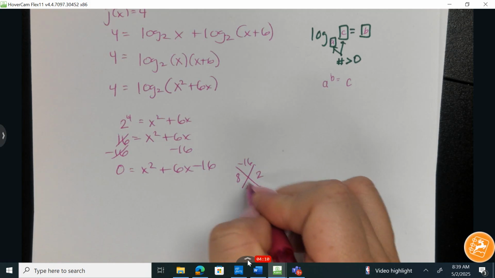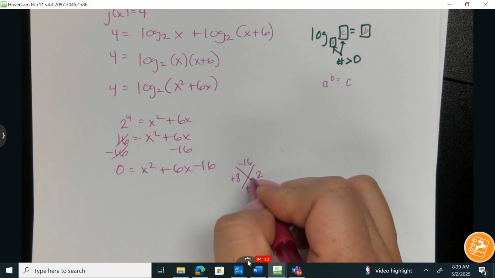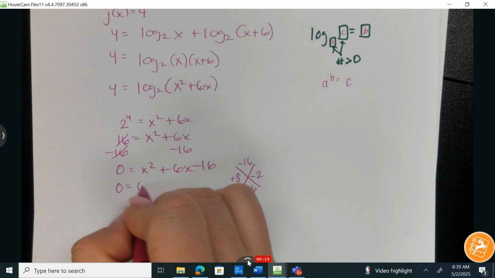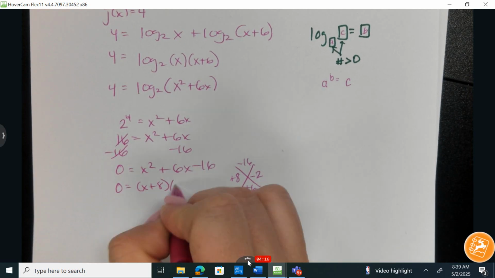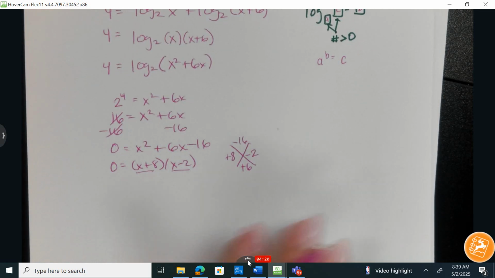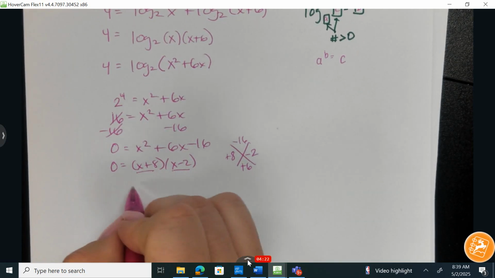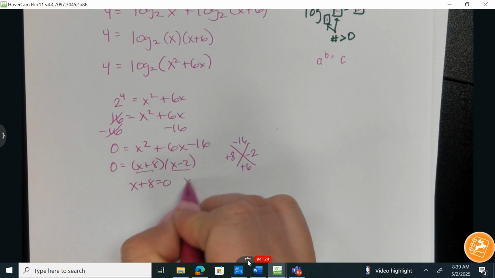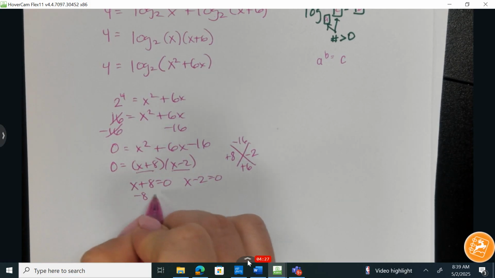8 and 2, that could be different signs, positive 8 and negative 2. So I have x plus 8 and I have x minus 2. Now if this is true, either one of these quantities equals 0 or possibly both. Remember, do not skip any work. Show all of your steps.